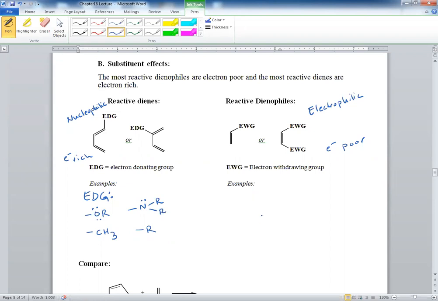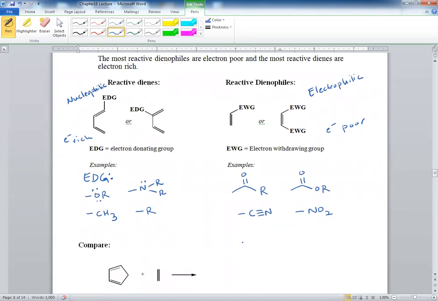As far as electron withdrawing groups, there are many of these, so they could be an acetyl group, ester group, a nitrile, an NO2 group. All of these, again, are electron withdrawing groups. So they will withdraw electrons away from the diene.